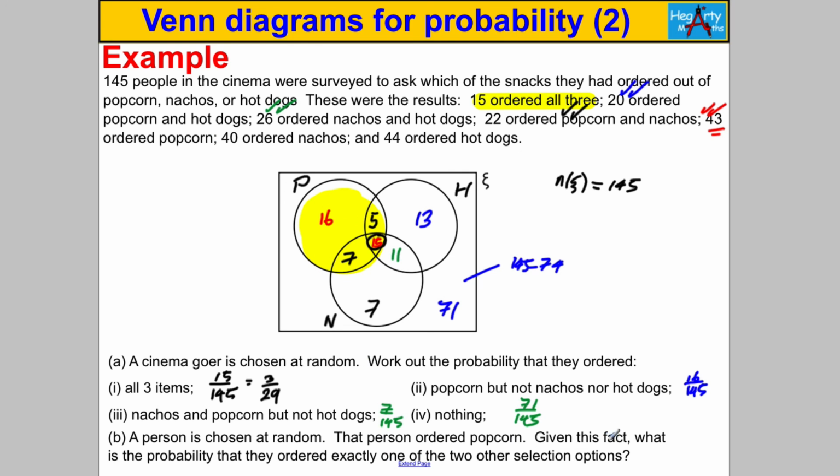In order to have ordered exactly one of the other items, they can't be this person because this person only ordered popcorn, so they can't be them. They can't be these people because these people ordered 3 items, so they must be these two. These are the other people that ordered hot dogs and popcorn, and these are the people that ordered nachos and popcorn. So it's 7 add the 5, which is 12, and it's 12 out of a total of 43, and that is our answer for this question.